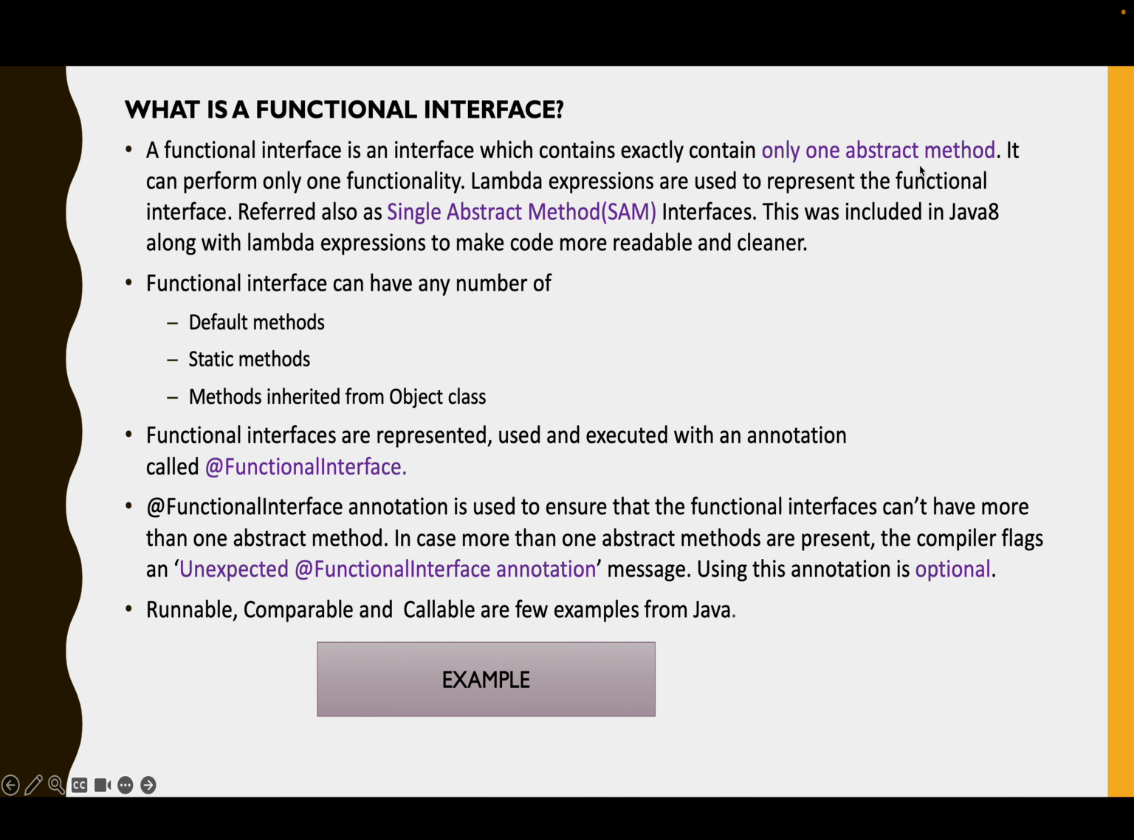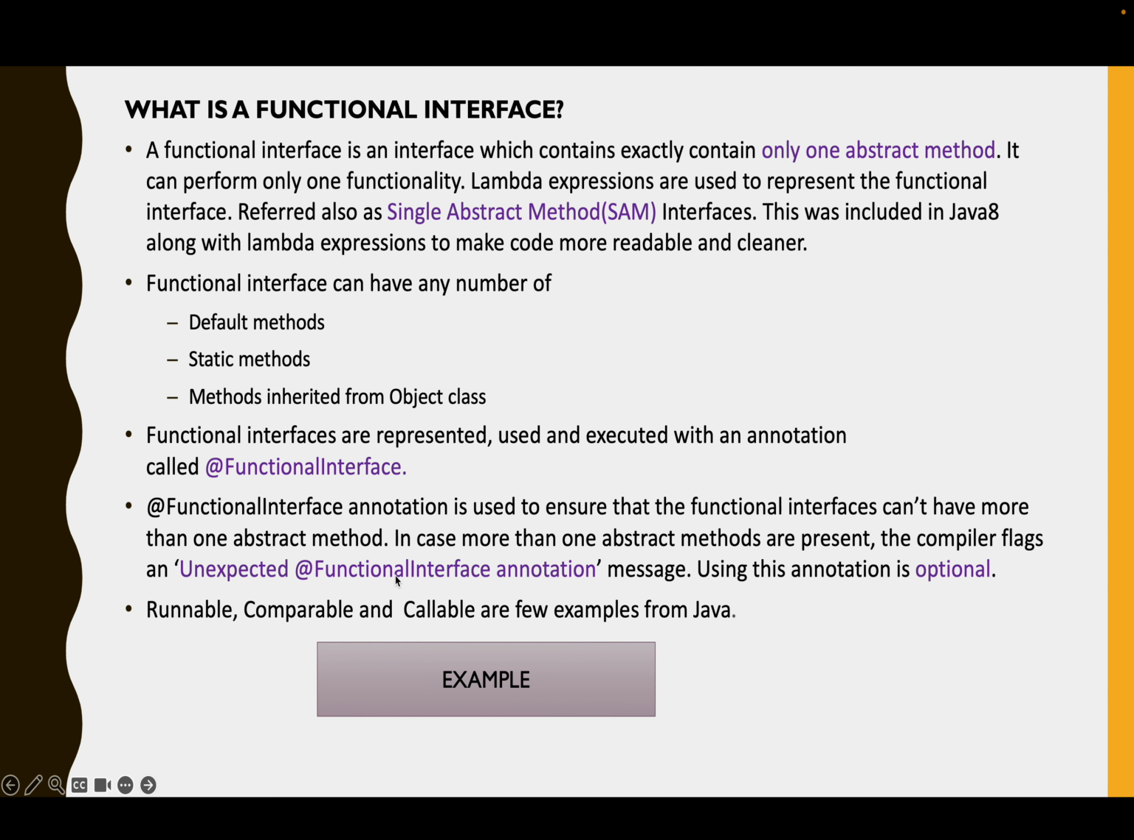It can have default methods, static methods, and the methods inherited from the Java Object class, along with this one abstract method. Also, functional interfaces are represented using the @FunctionalInterface annotation, and if I have the @FunctionalInterface annotation on top of my interface and more than one abstract method, then the compiler flags it as an unexpected @FunctionalInterface annotation message. But using this is optional; it is like a check for the interface.